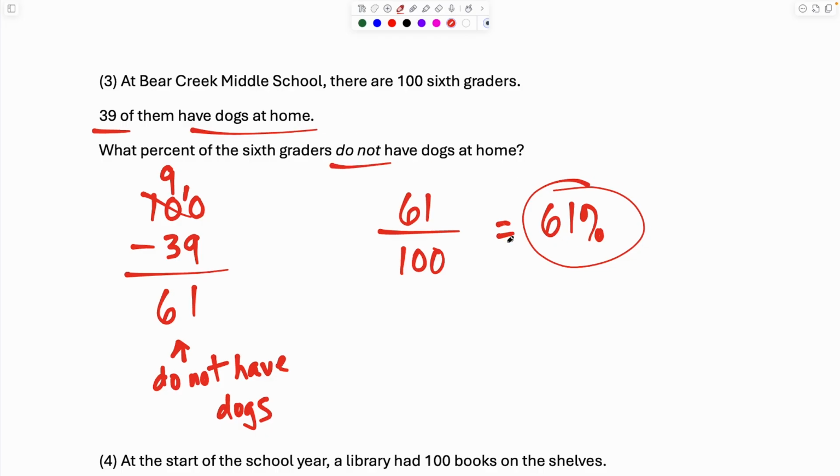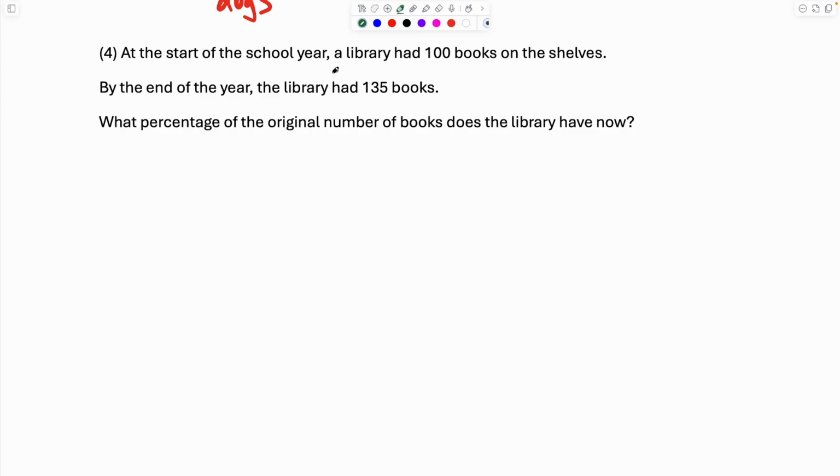So this is our solution. Question 4: at the start of the school year, a library had 100 books on the shelves. By the end of the year, the library had 135 books. What percentage of the original number of books does the library have now? So in this question, there's a lot going on, but we just have to break it down piece by piece. The actual question is asking us what percentage of the original number of books does the library have now?